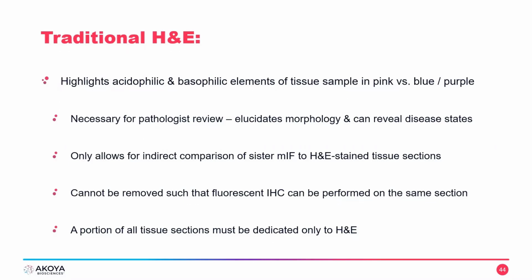It only allows for indirect comparison of sister MIF to H&E stained tissue sections, and this could be at a distance of perhaps one serial section up to maybe even dozens away. Cancer samples in particular can change pretty dramatically depending on how far away sections are from each other. It cannot be removed such that fluorescent IHC or MIF could be performed on the same section. If you're trying to use reasonable removal methods such as ER, you'll end up with hematoxylin remaining still visible to the naked eye. Eosin will hang around as sort of a haze in the greenish yellow emission spectrum.